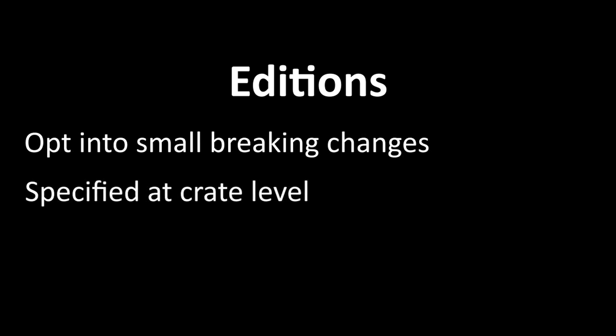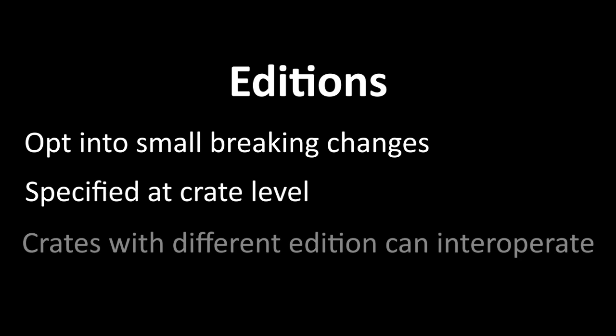Recently, a new version of Rust was released, version 1.56.0, which stabilizes the 2021 edition of Rust. Editions are a way to opt into small and scoped breaking changes. Editions are chosen on a per crate basis, and crates with different editions can interoperate with each other.